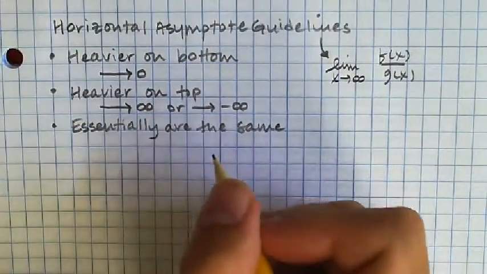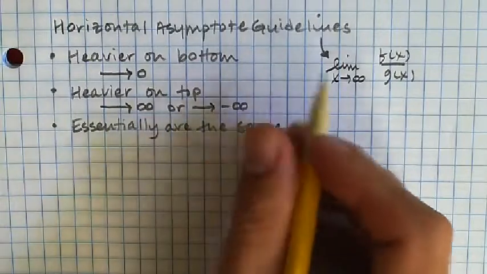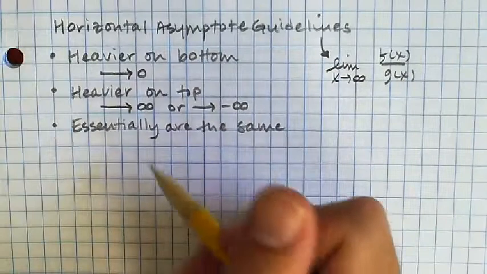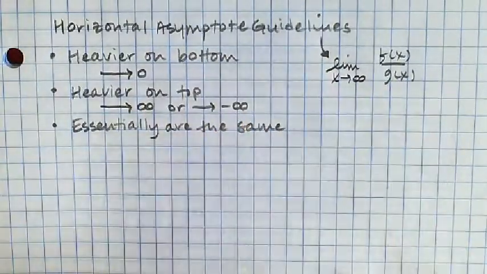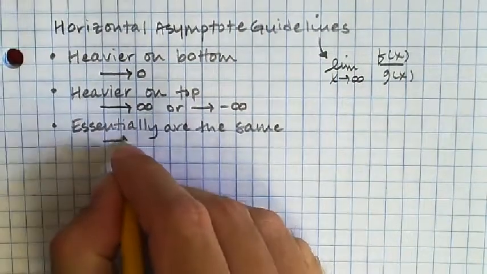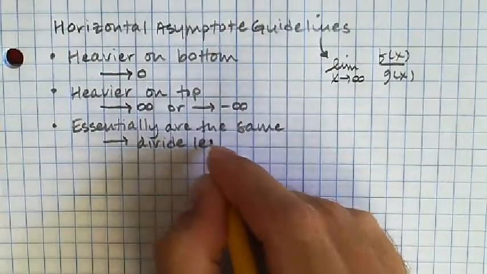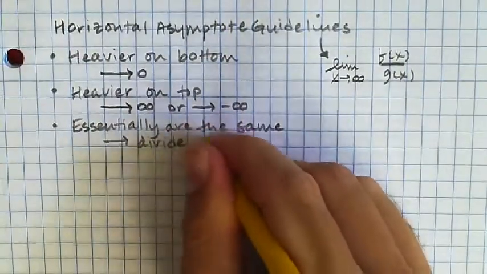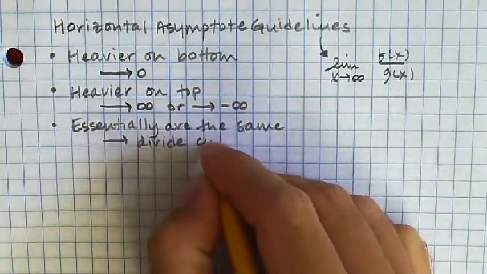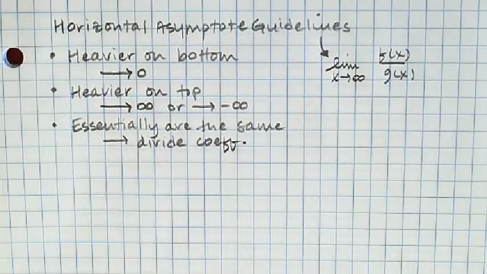And essentially are the same. You usually say exponents are the same, but we aren't always going to look at just polynomial on top, polynomial on bottom. We could have polynomial exponential, we could have log polynomial, something like that. If they essentially are the same, that's when we're going to divide coefficients. I don't even say lead coefficients, it's the coefficients of the things that are the same at the largest power. So I'm just going to say divide coefficients. Okay, really assuming that you've done this before.